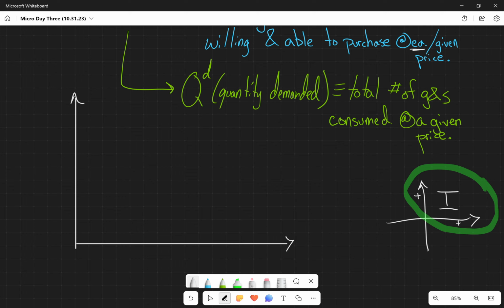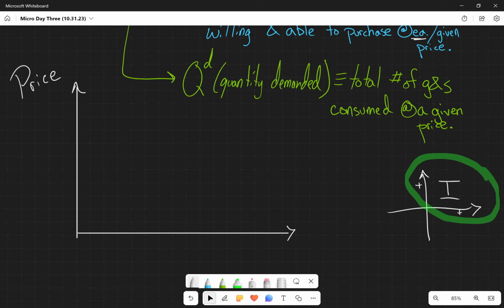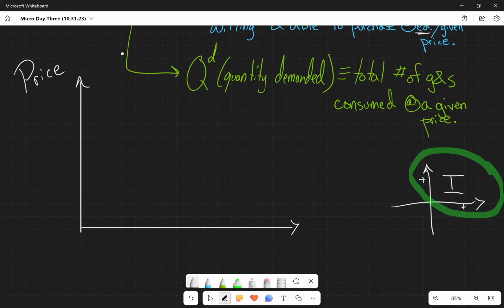Now, what are we going to label our axes? Well, on the y-axis, we are going to label that our price. On the y-axis, it's going to be labeled our price. On the x-axis, we're going to label this as quantity.